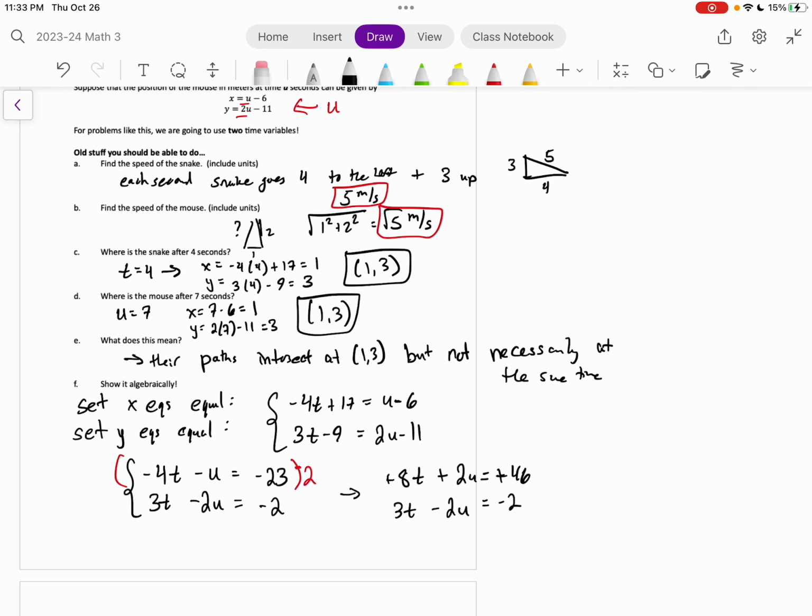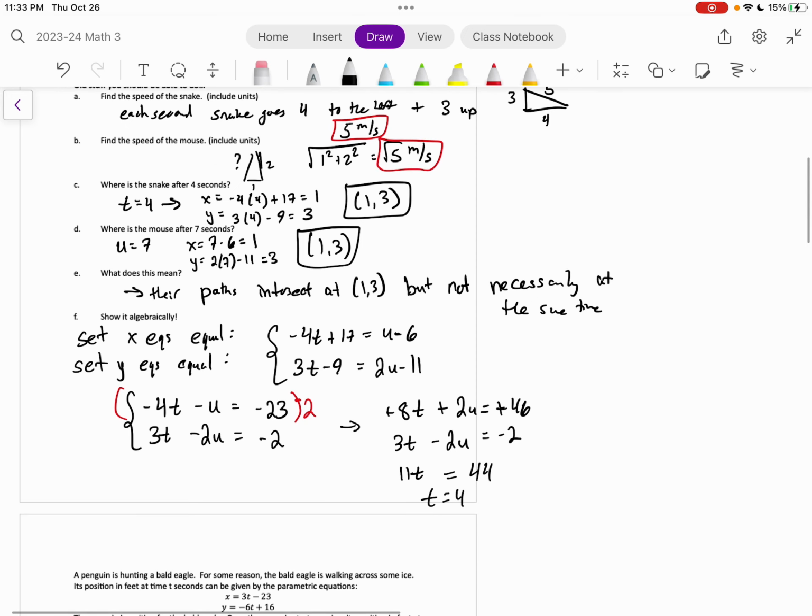So anyway, we're going to add these two things together, and we're going to get 11t plus 0u equals 44, or t equals 4. And then if we plug that back into either of these equations, we get negative 4 times 4 minus u equals negative 23, so negative 16 minus u equals negative 23, and u is going to equal 7. So we're going to get t equals 4 and u equals 7.